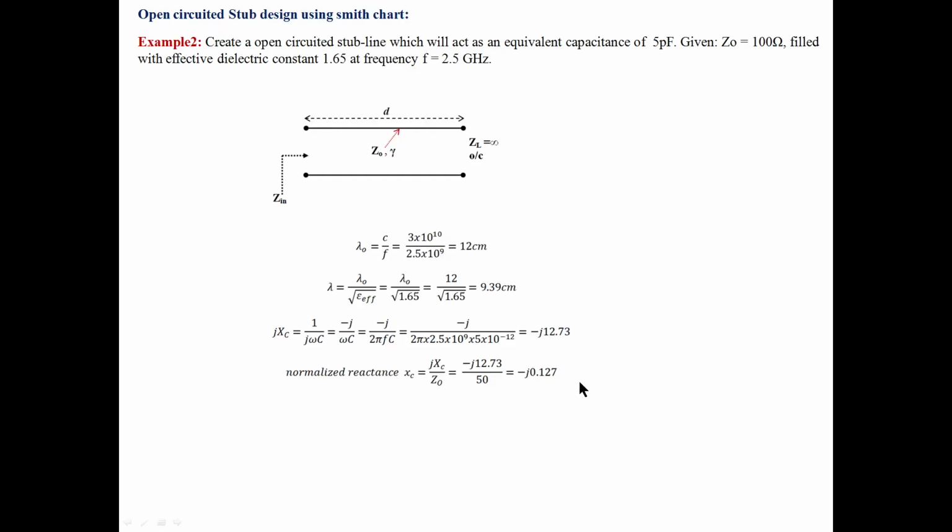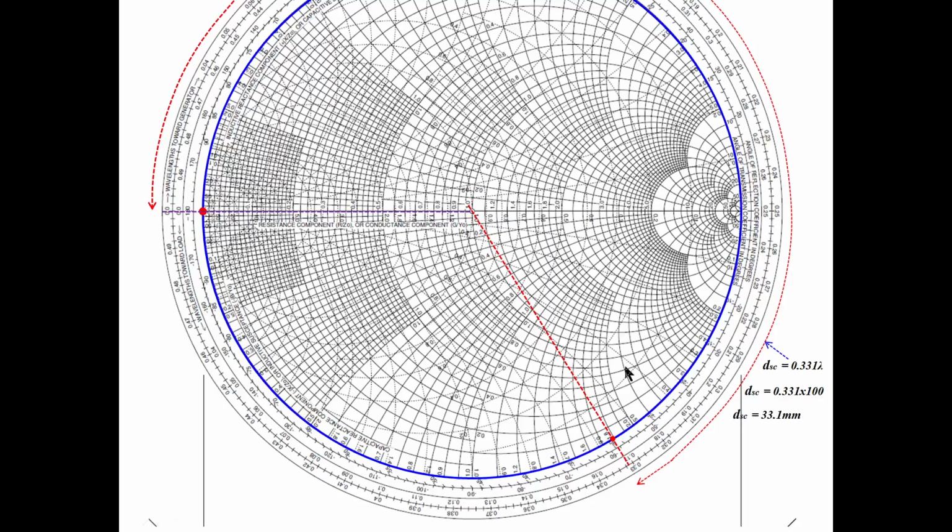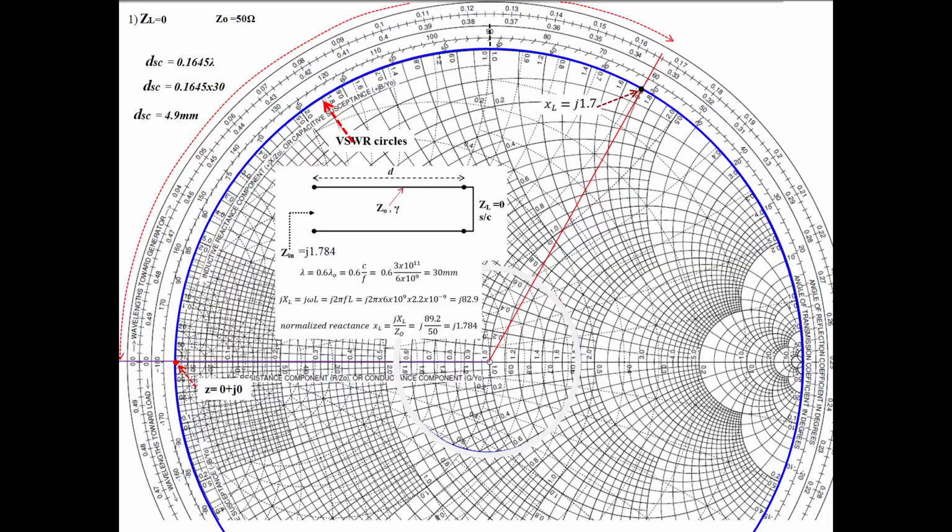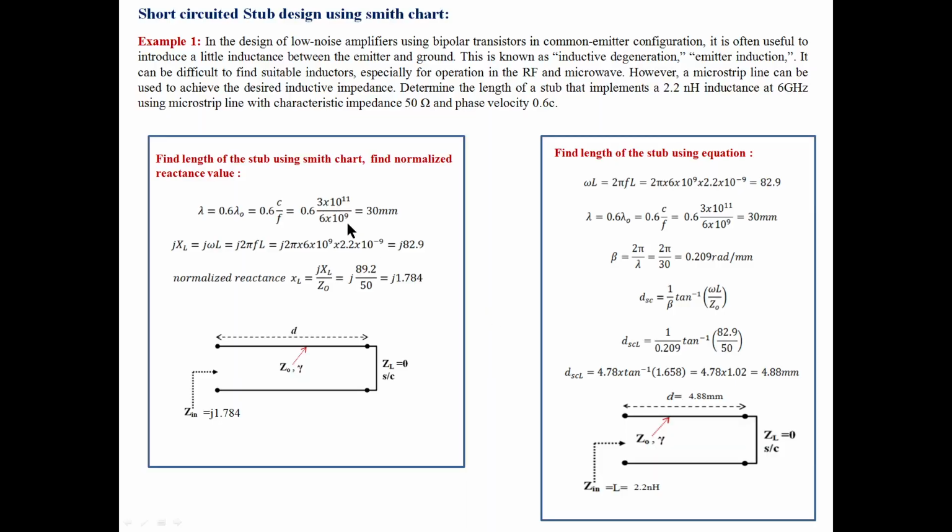Okay, in the previous class we were discussing how to use a Smith chart to find the length of the stub, the length of the short circuited stub, to implement an inductor and a capacitor. So here is a short circuited stub design using a Smith chart. Stubs means a short circuited transmission line. A short circuited transmission line is called a stub, and not only short, an open circuited transmission line is also called a stub.